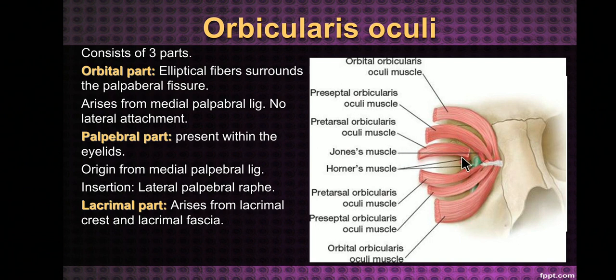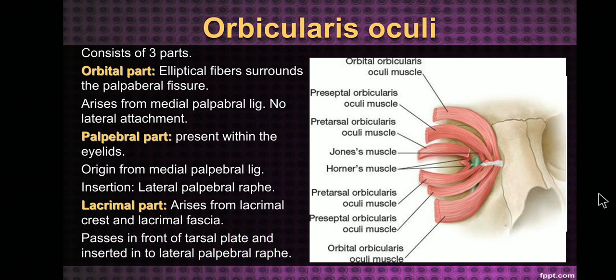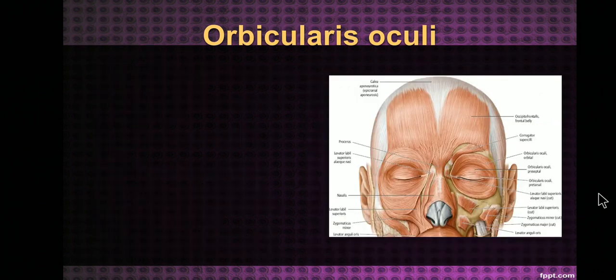Now the main function is this: the tears which are secreted superolaterally are drained medially by the contraction of these muscles. So it helps to dilate the sac and helps in the drainage of tears. Otherwise, the tears will overflow from the lateral part of our eyes.